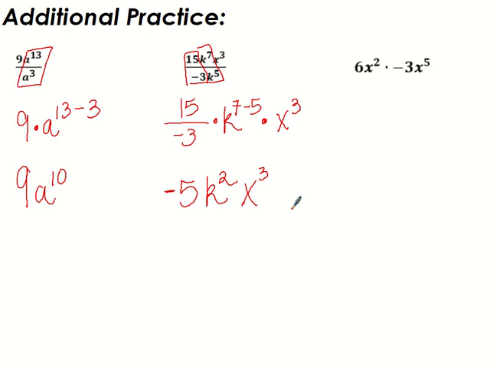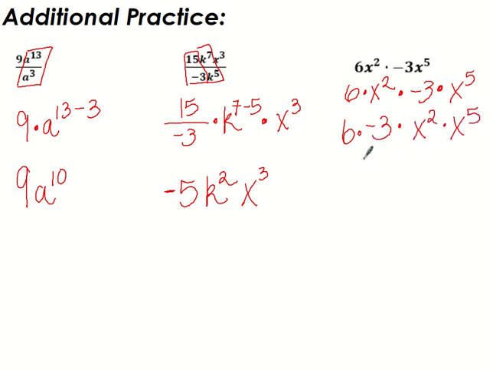Okay, so this one's similar to the second one, except instead of quotient, we're multiplying. So the commutative property of multiplication allows me to move things around so that like things are together. This is technically 6 times k x to the 2nd, times negative 3 times x to the 5th. Because everything's being multiplied together, I can multiply them in any order I want to. So what I'm going to do is put my numbers together, and then put my variables together.